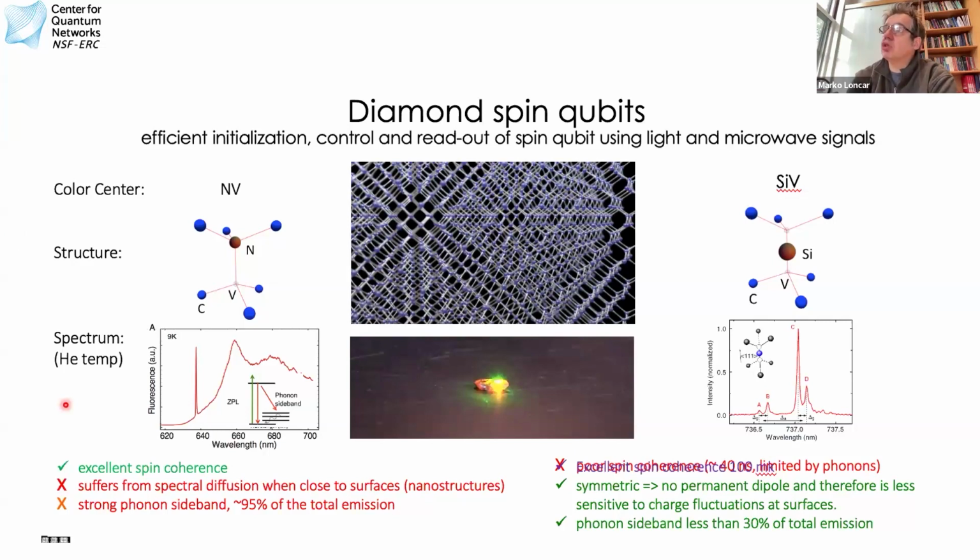But long story short, the choice with color centers in diamond at the moment is good spin, bad emitter, or good emitter, bad spin. So the search is still out for the best of both worlds, and that's something that we are actively pursuing as a community.